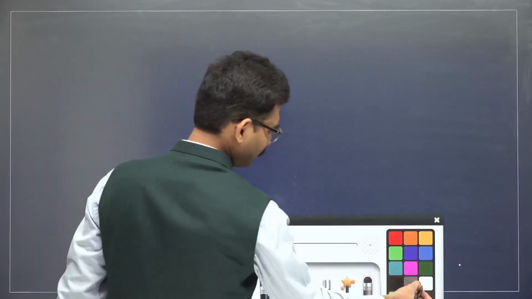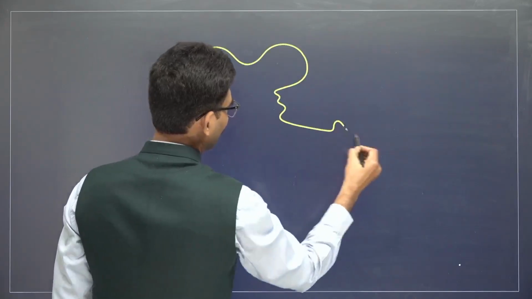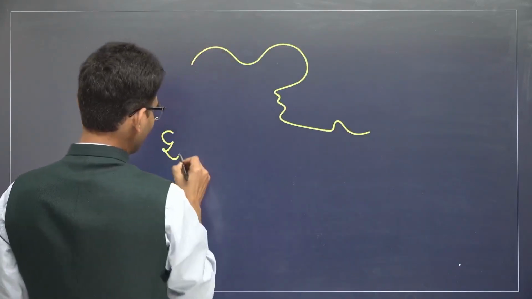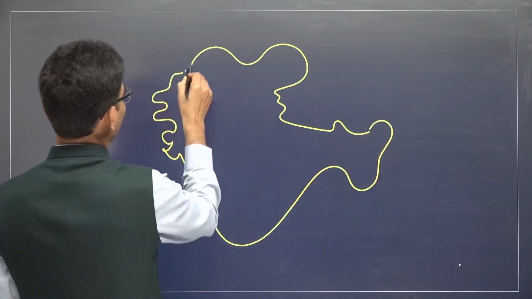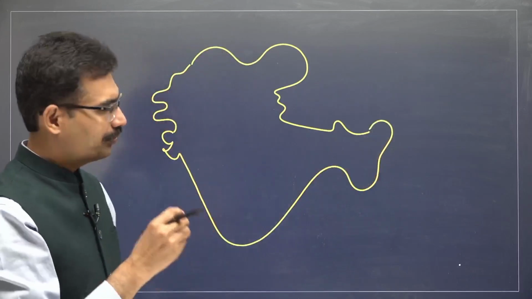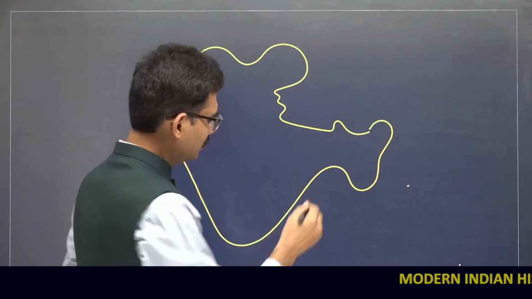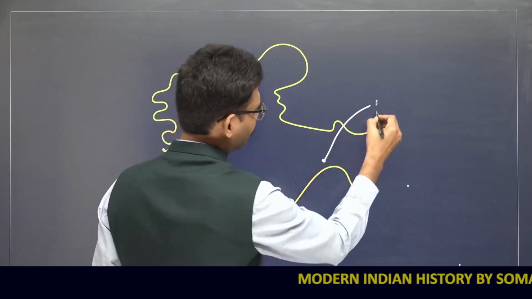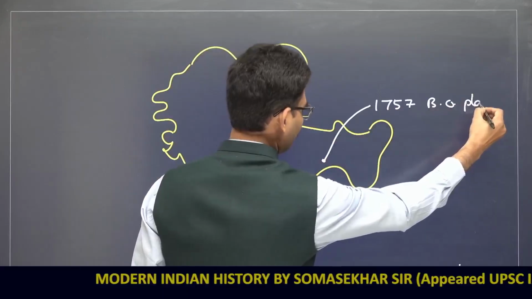The British, let me draw this. In which year Bengal conquest took place? Two battles are there. Whatever I am writing, everything is a potential prelims question. When it comes to Bengal, the Battle of Plassey took place in 1757. It is a prelims question.